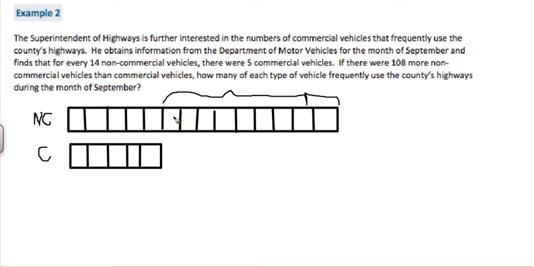And if we look a little further at that, we'll know that this section is made up of 14 minus 5 pieces, which is 9 pieces of our tape diagram. 1, 2, 3, 4, 5, 6, 7, 8, 9 pieces of the tape diagram. And that 9 pieces will be equal to 108 non-commercial vehicles.